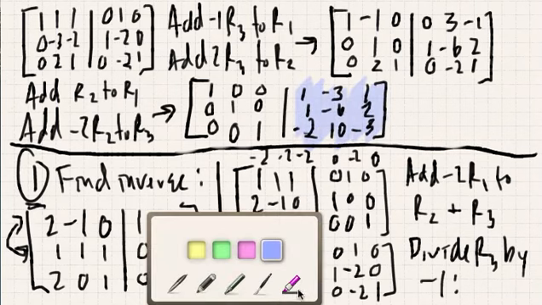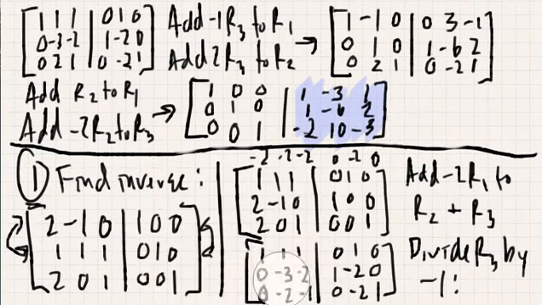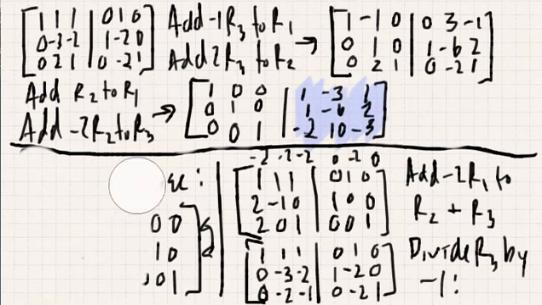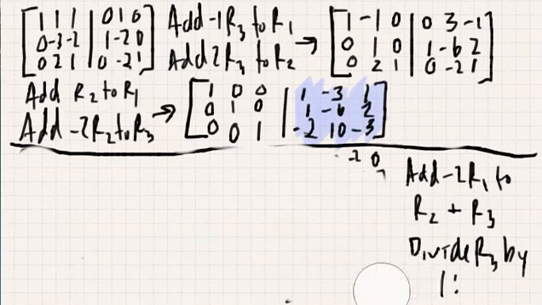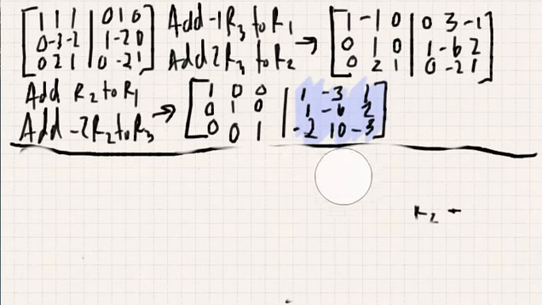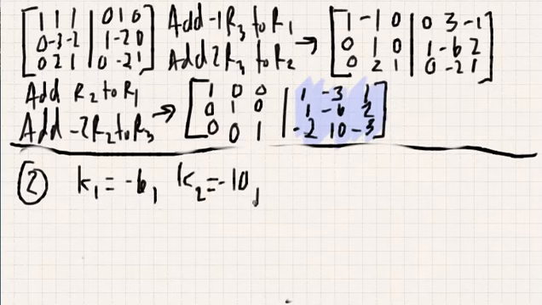So then the final step here is to go ahead and multiply this against the vector that's on the right. But the problem is the vector on the right is different depending on what the values of k are. So for step 2, the first thing the book says to me is, let's solve this one: k1 is equal to negative 6, k2 is equal to negative 10, and k3 is equal to negative 3.